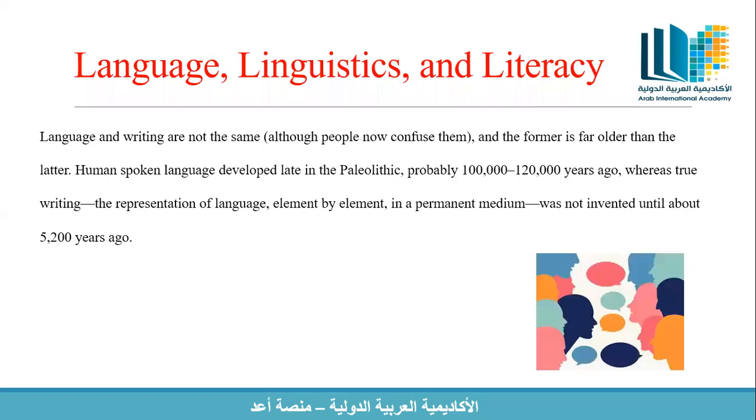Here we come to talk about language, linguistics, and literacy. Language and writing are not the same, although people now confuse them. And the former is far older than the latter. Human spoken language developed late in the Paleolithic, probably 100,000 or 120,000 years ago. Whereas writing, the representation of language, element by element, in a permanent medium was not invented until 5,200 years ago.